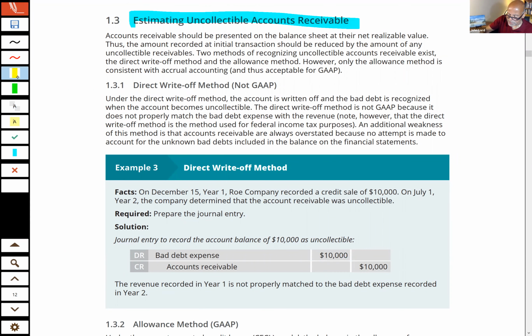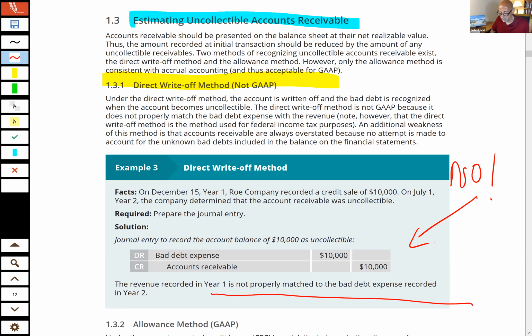And again, guys, that 10 points I think is going to be more here than elsewhere. Direct write-off is not GAAP. So I'm going to put a big no next to this journal entry because they show you that. And this is bad. If a company did this, you would have to fix this. This is not how you deal with bad debt expense. You don't wait till the customer comes in and tells you they can't collect.